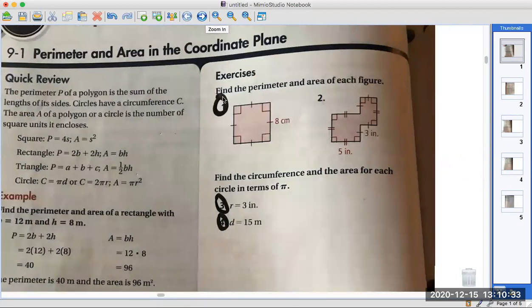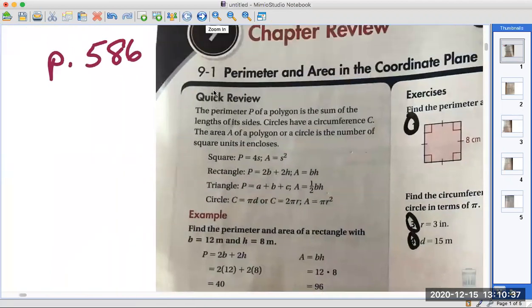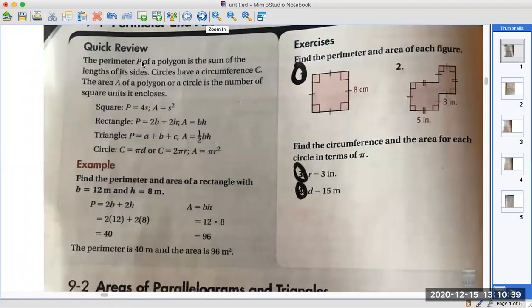So you're going to do number 1. So, this is the page 586. On the left margin, you have formulas and review. The perimeter, capital P, of a polygon is the sum of the lengths of its sides. Circles have a circumference, capital C. The area, capital A, of a polygon or a circle is the number of square units it encloses. And then it gives you the formula.